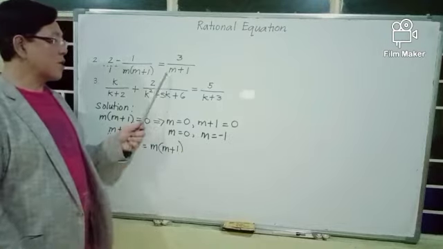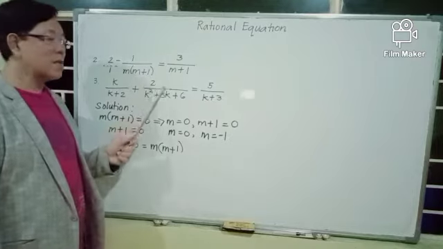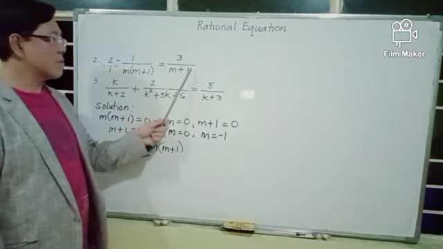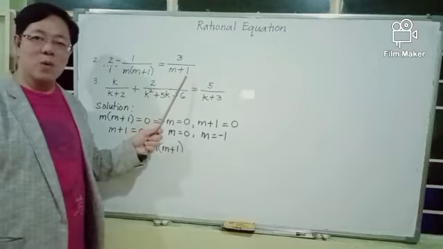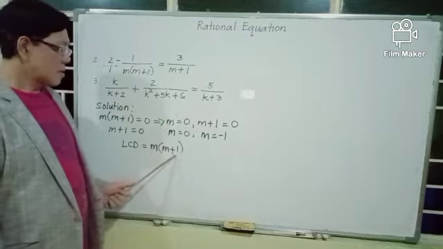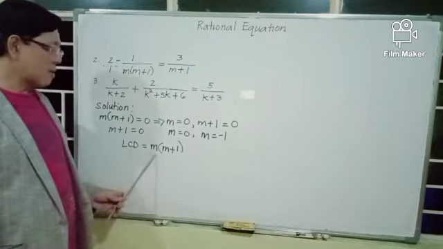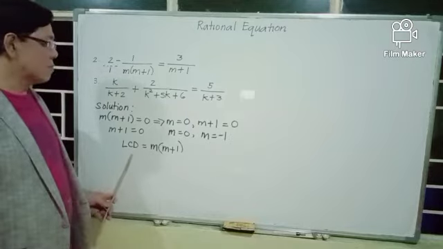And the highest exponent of m plus 1 is 1. The exponent of m plus 1 here is 1. And you can take this m plus 1 as one quantity raised to the power 1. So we take m plus 1 raised to 1 and multiply that by m for our LCD.